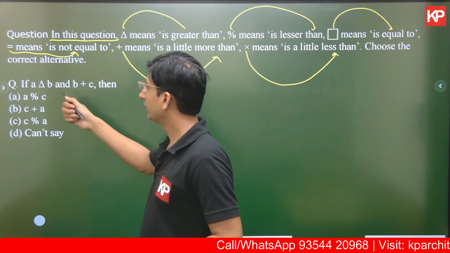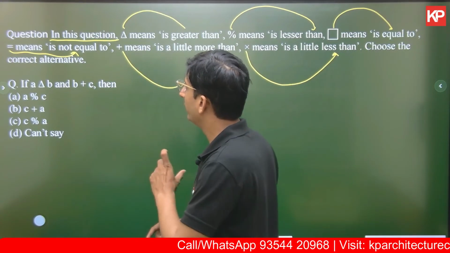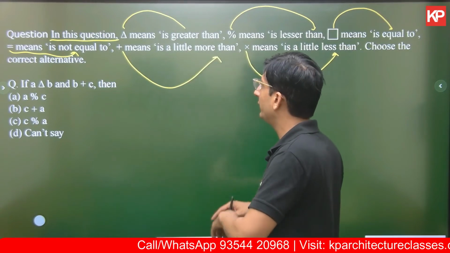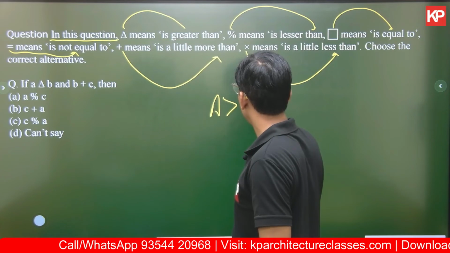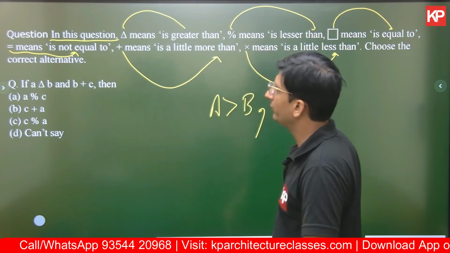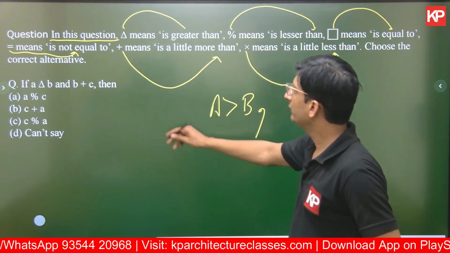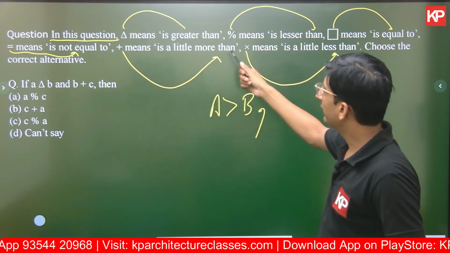Now this equation is given to us. If a triangle b, this is given, a triangle b. So what is triangle? That means a is greater than b. This is given to us. Second is b plus c. So what does plus mean? Plus means a little more than.